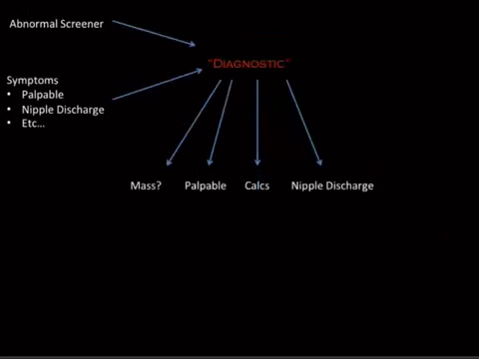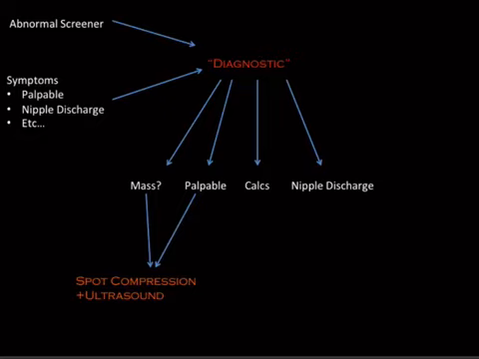So when you get an abnormal screener, how do you decide what to do next? So we're going to get spot compression views of that. When do you ultrasound? When do you do mag views? When do you do other stuff? So this is a general idea: if you've got a mass or palpable finding, those people are always going to get an ultrasound. Nobody with a palpable finding makes it out of the diagnostic department without an ultrasound.